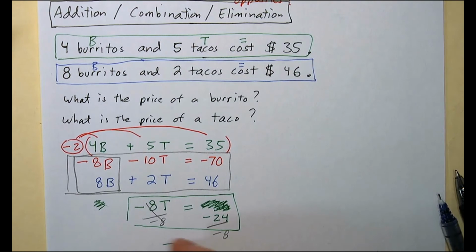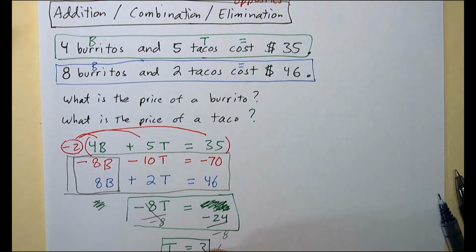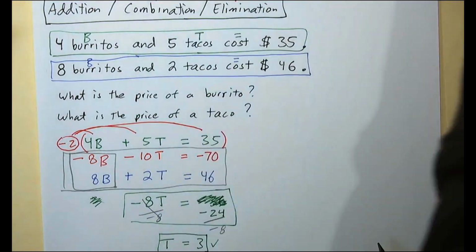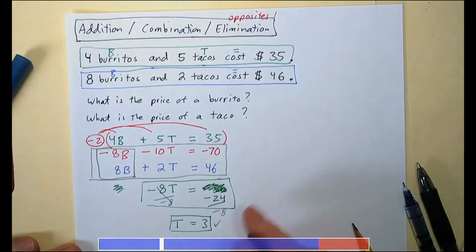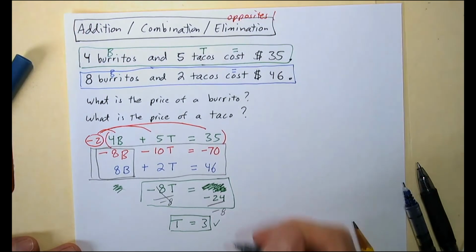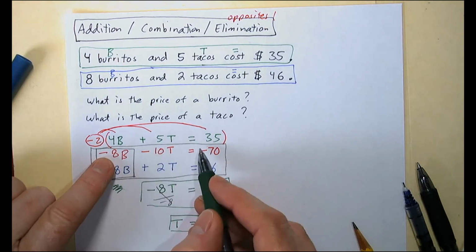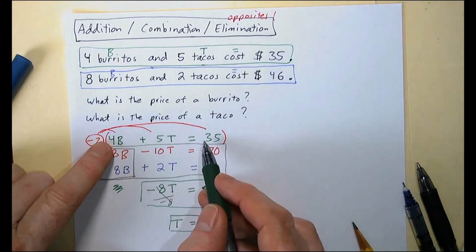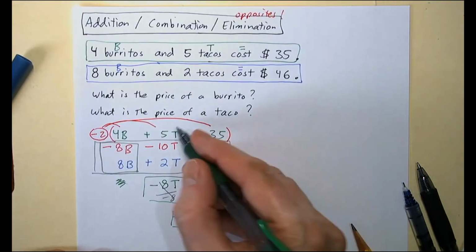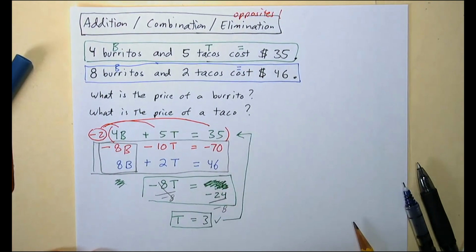And T is taco. Taco is $3. Oh, taco is 3. Am I done? No. How much is the burrito? So now you got to take your answer, plug it in. Where? Anywhere you want. Find any place easy. You could plug it in here, the blue one, or the red one, or the green one. Anywhere. I'm going to plug, well, the green one looks like the easiest one to plug it in. I'm going to plug it in back here.